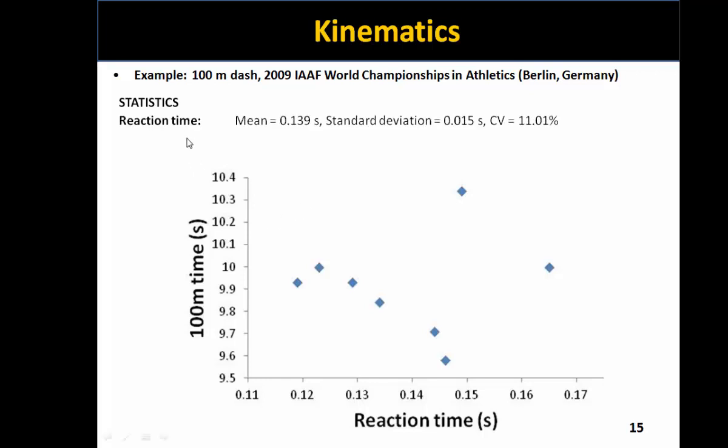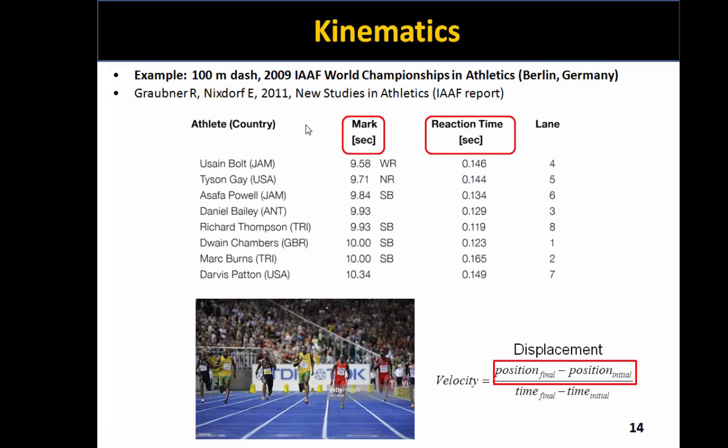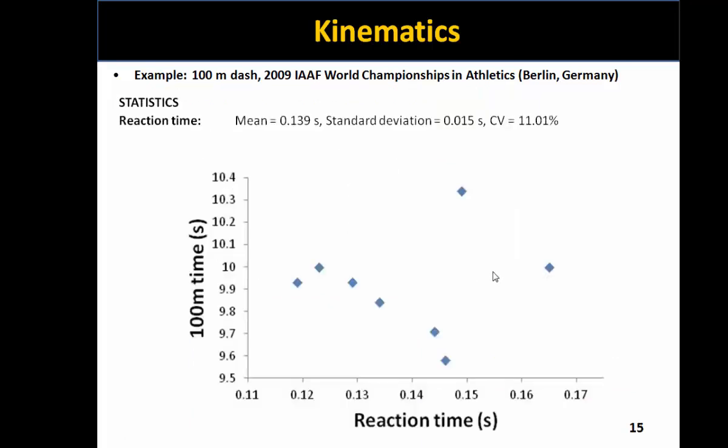And so the average reaction time for the 8 male athletes was 0.139 seconds, but if we go back one slide, we see that no athlete achieved a reaction time of 0.139 seconds. So it's important to remember that when we calculate a mean or an average value, it doesn't represent the value that all the samples obtained. It represents just that, an average.